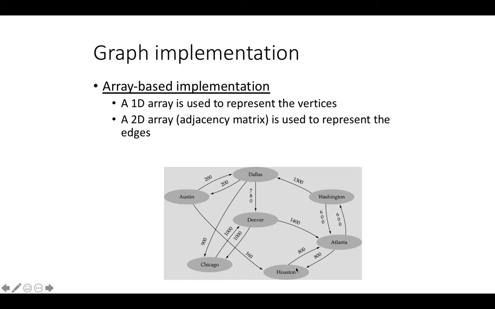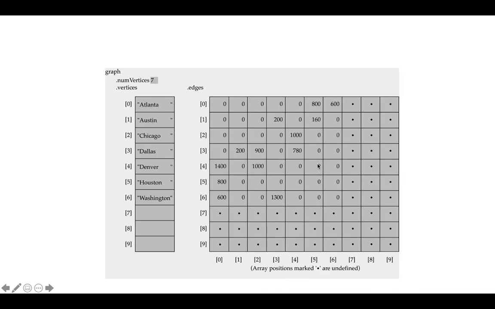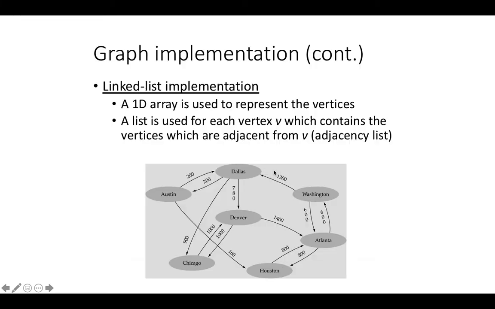So this is the matrix. If 0 is in the matrix, this means that there is no edge between node number 4 and node number 5, and so on. So this is the adjacency matrix.